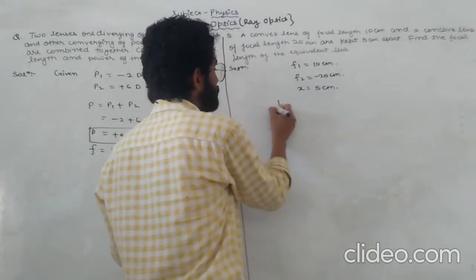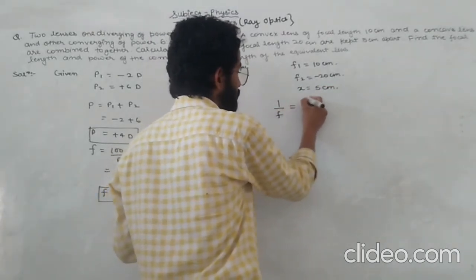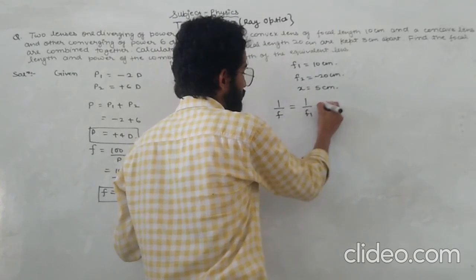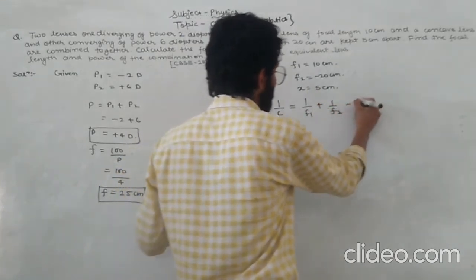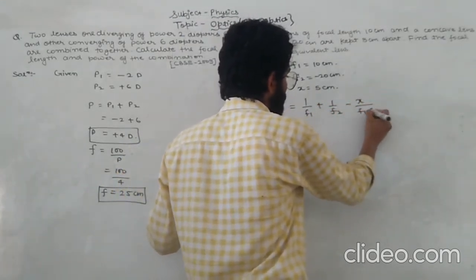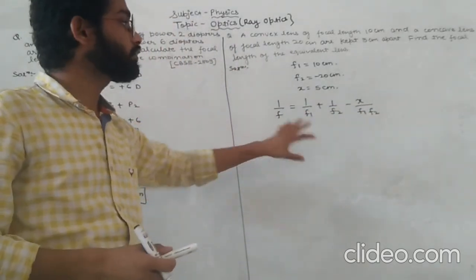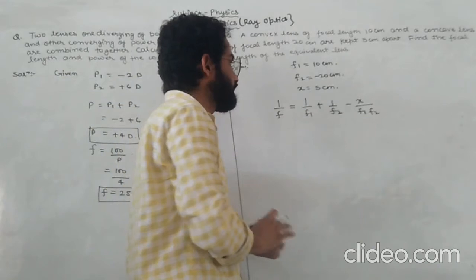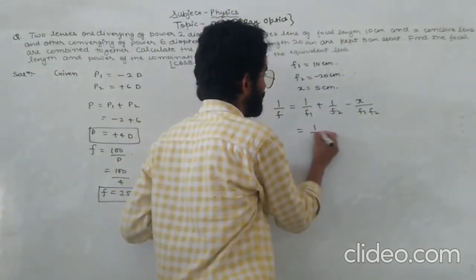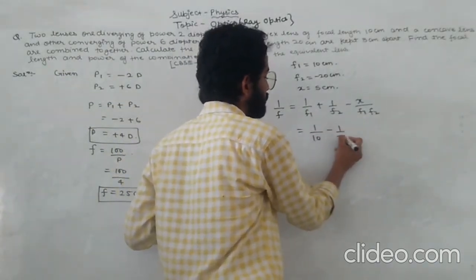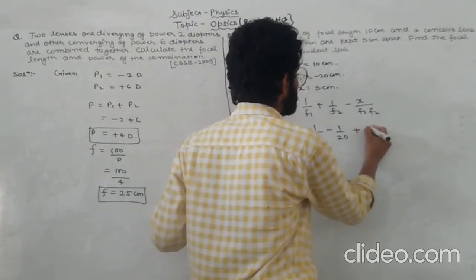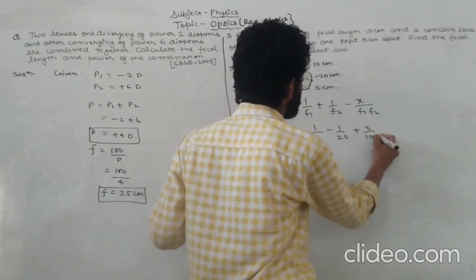The formula used here is 1 upon f is equal to 1 upon f1 plus 1 upon f2 minus x upon f1 f2. Remember this formula. When the separation is given between two lenses, we use this formula. So we have 1 by 10 minus 1 upon 20 minus 5 upon 10 into 20.